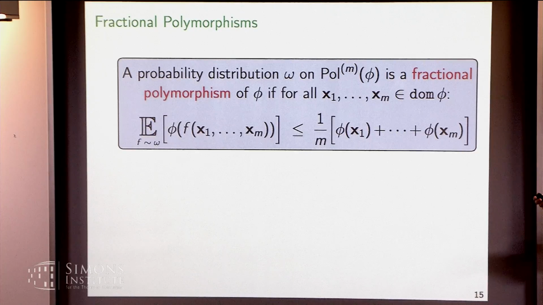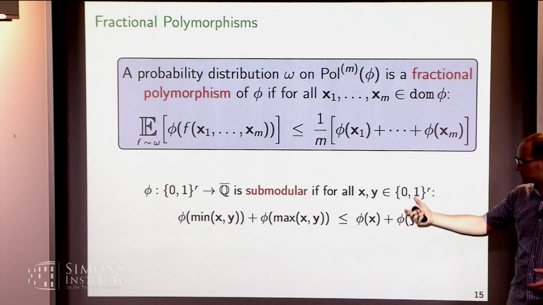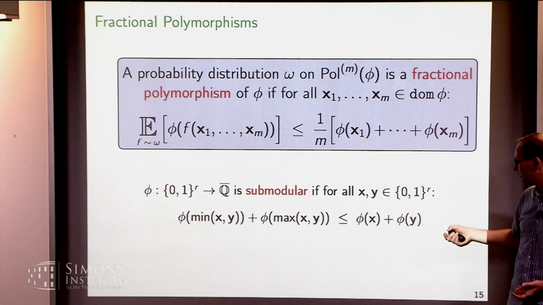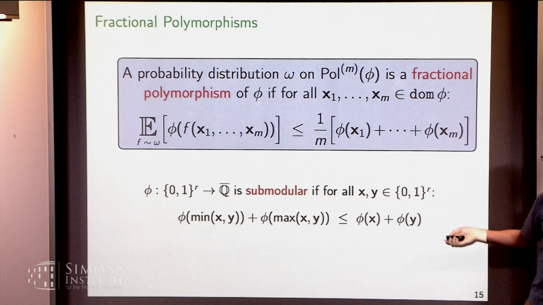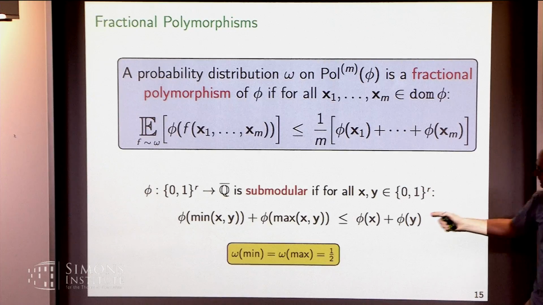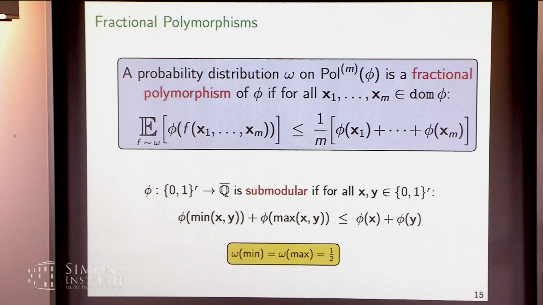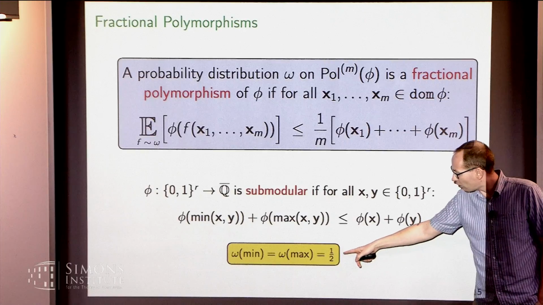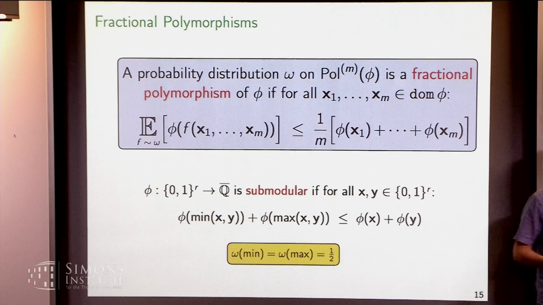So I'll give you one example which probably most of you know. It's a very important example. This is the example of submodular functions. The usual definition has intersections and unions and so on. But if you know submodular functions, then you can define the class of submodular functions as the set of functions that admit this particular probability distribution as a fractional polymorphism. So the probability distribution on the set of binary operations that gives probability half to min and half to max, and 0 to everything else.